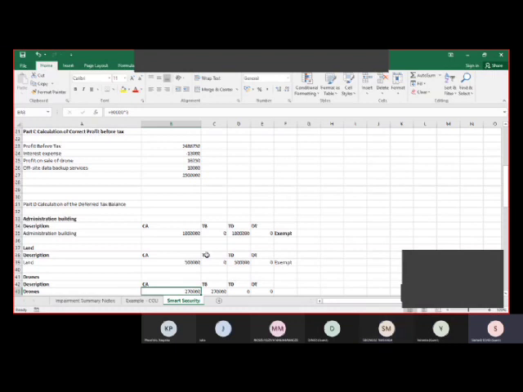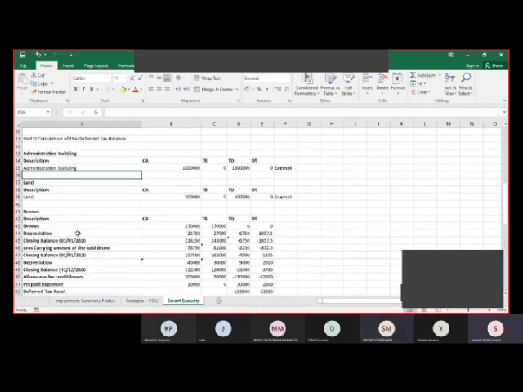Now let's look at this. I've included these because I don't know whether in the solution they included them, but I just included them to see that there is no deferred tax. The administration building is exempt because you're not getting a deduction from SARS. Similarly, the land component is exempt. Now, I've calculated, yes?